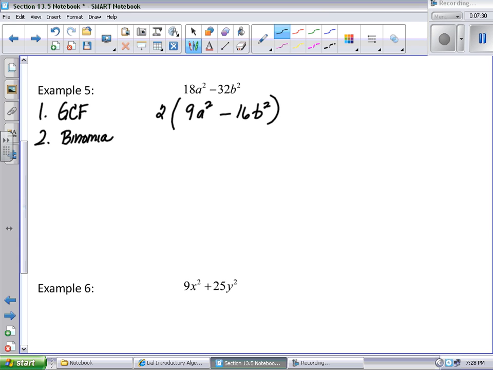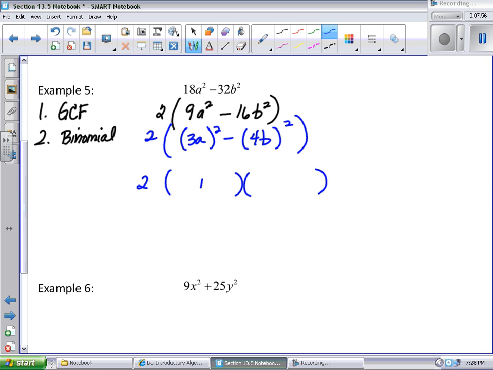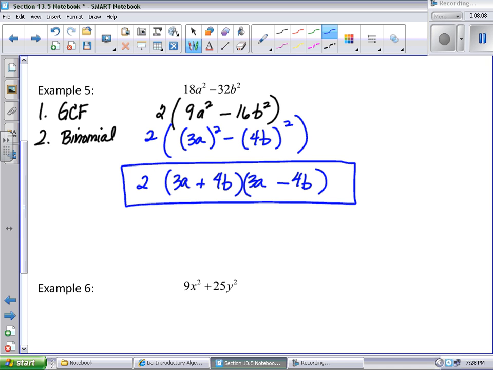If I have a binomial, I want to see, is it a difference of 2 squares? Well, is it something squared minus something squared? And the answer here is yes. 3a squared minus 4b squared, and I still have that factor of 2 out in front. So I have 2 times difference of 2 squares. We have a plus and a minus. The first thing in parentheses is 3a. The last thing in parentheses is 4b. And our binomial is completely factored.